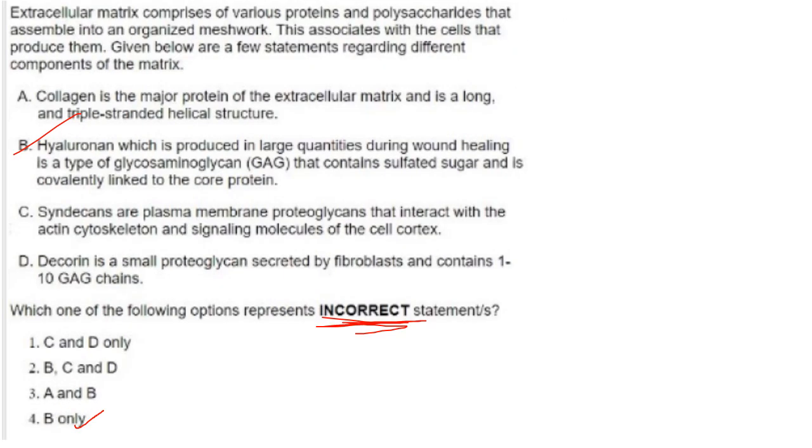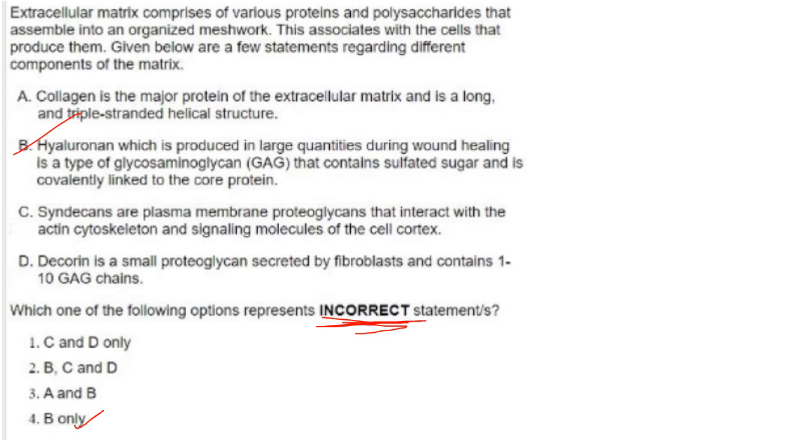Then next one. Extracellular matrix comprises various proteins and polysaccharides that assemble into an organized meshwork. This associates with the cells that produce them. Given below are a few statements regarding different components of the matrix. Which of the following options represents the incorrect statement?